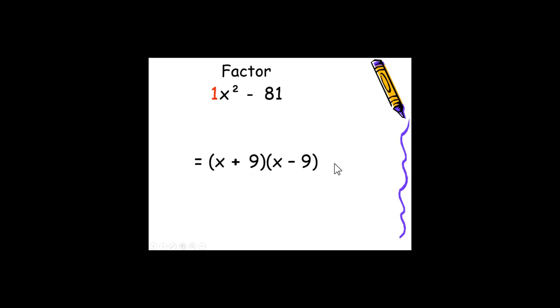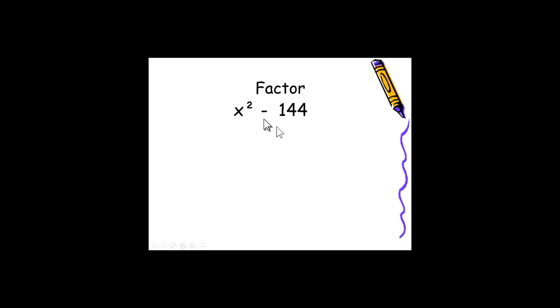Let's take a look at another example. We have a subtraction sign, therefore 1x squared is a perfect square, and 144 is also a perfect square. We can write x plus 12 times x minus 12. Let's take a look at another example. Since the first term is a perfect square, the second term is a perfect square, and we are subtracting, we could write our answer as quantity x plus 13 times the quantity x minus 13.